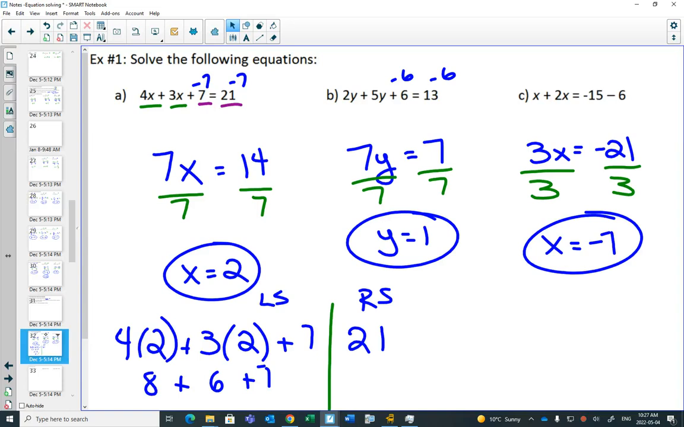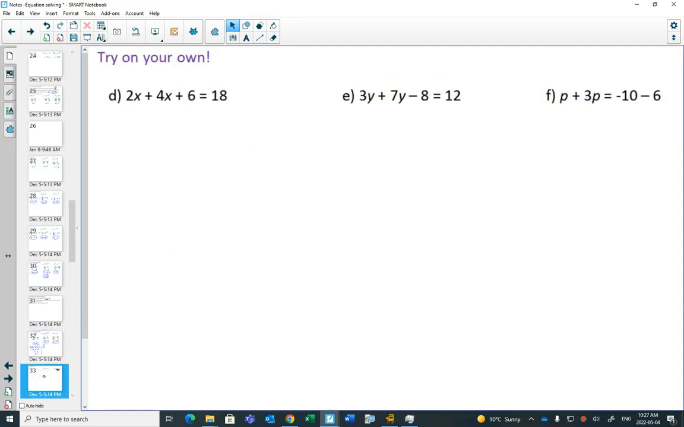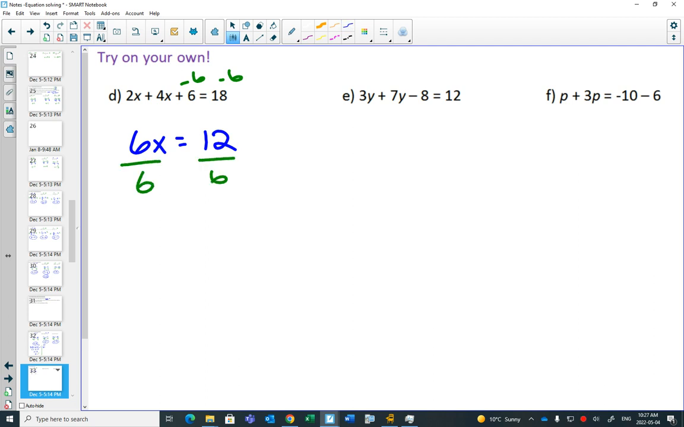All right, let's see how we did on these ones that you tried on your own. So I would subtract 6 on both sides, so those like terms could go together. 2x plus 4x is 6x. 18 minus 6 is 12. Opposite of multiplying is dividing. And x is equal to 2.